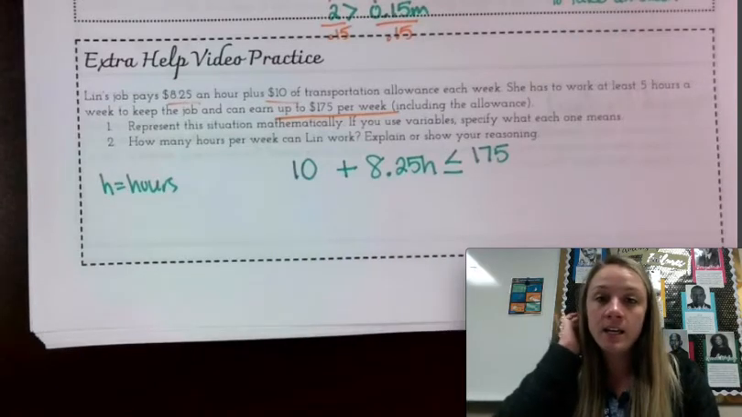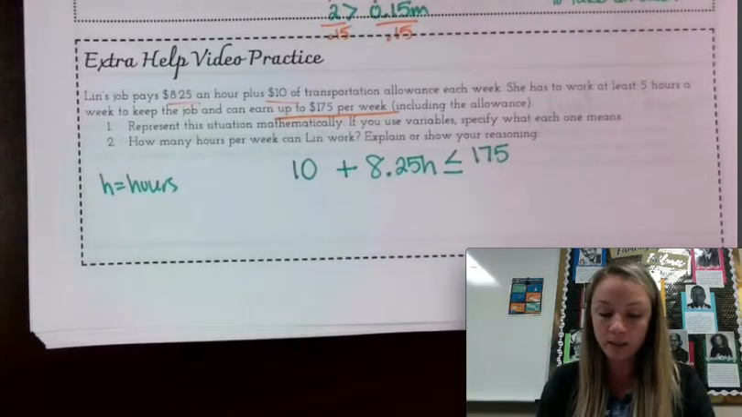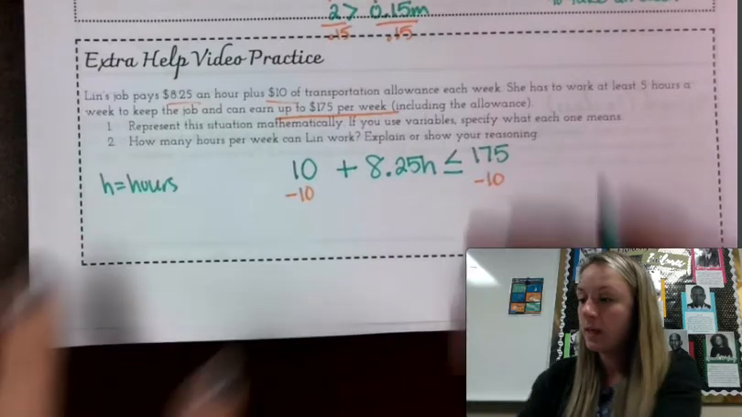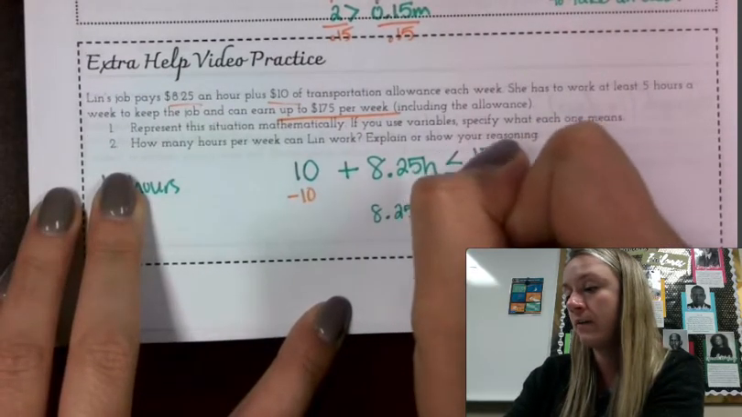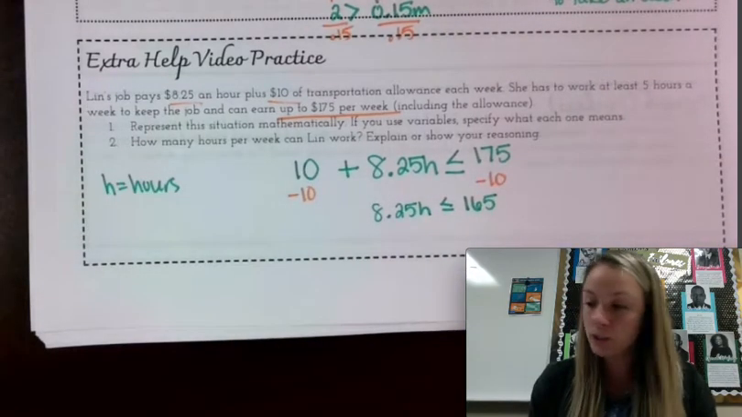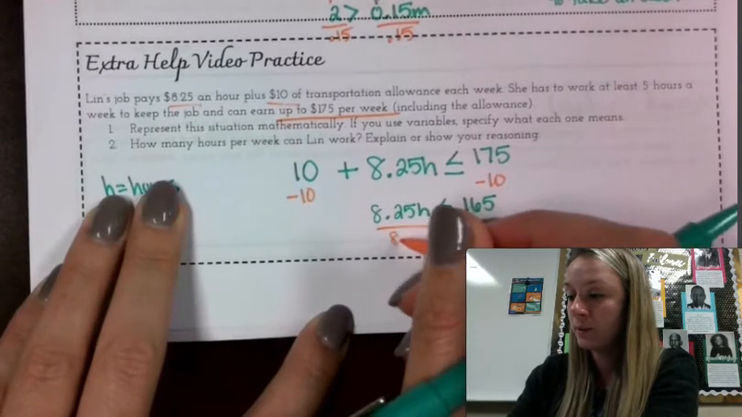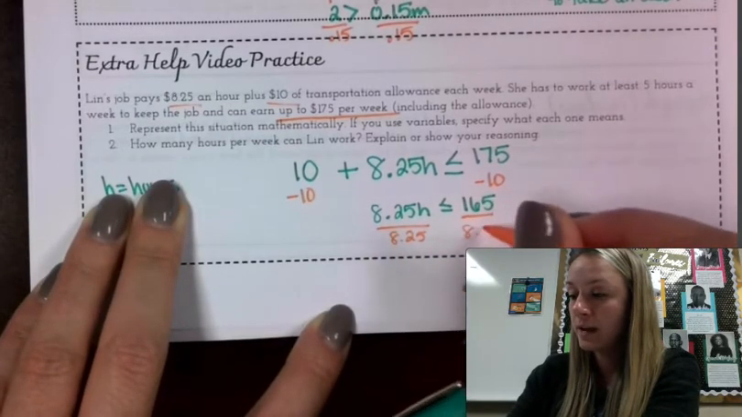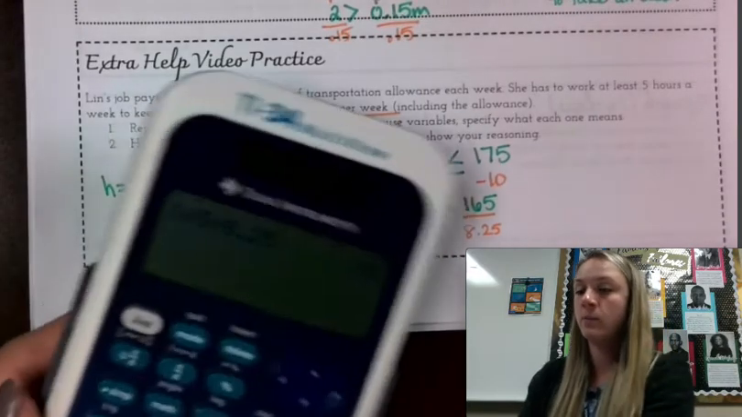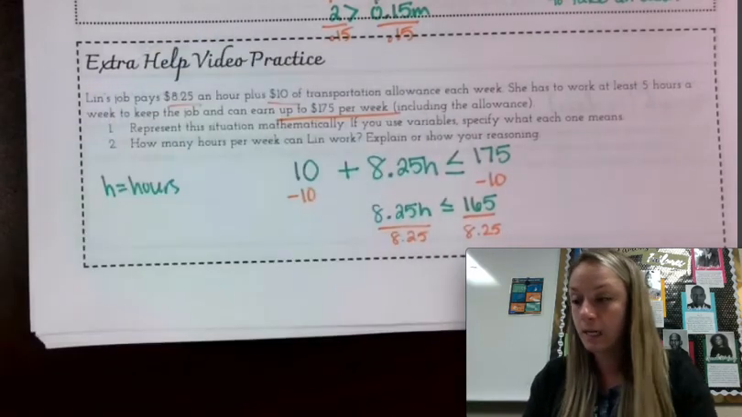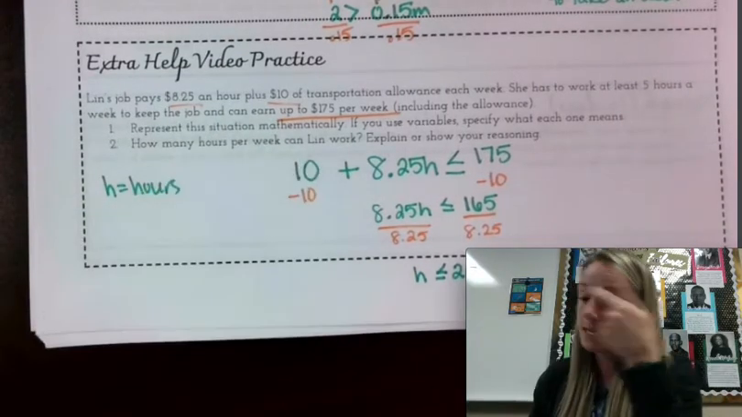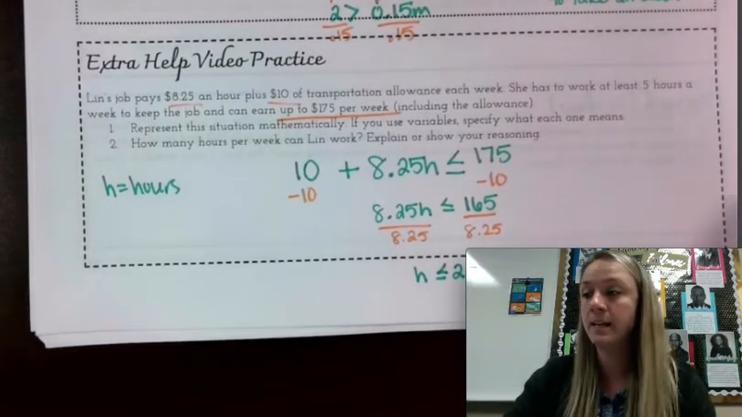This is our inequality. And so I want to solve to figure out the number of hours that she can work. We're going to subtract 10 on both sides, and we are left with 8.25H is less than or equal to 165. I'm going to do that in my calculator. I'm going to divide both sides by 8.25. So 165 divided by 8.25, and when I do that, I end up with 20. So that tells me H is less than or equal to 20. I don't flip my sign, because I did not divide by a negative at all.